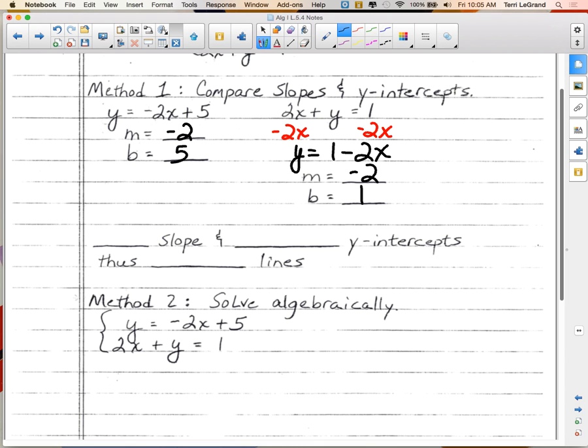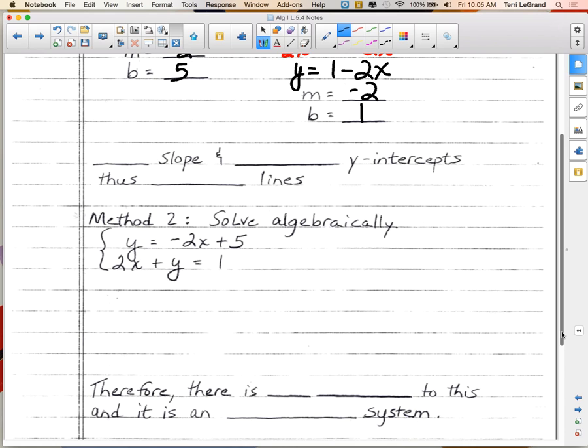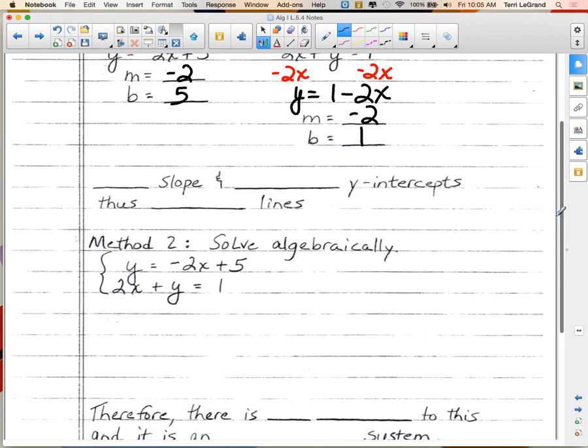Now we write down what? That we're comparing their slopes and y-intercepts. So, Cameron, what are we going to say about their slope? Negative 2, negative 2. Same. What are we going to say about their y-intercepts? 5, 1. Different. If we have same slope, different y-intercepts, what does that tell us about the graph? We have what? Parallel lines.